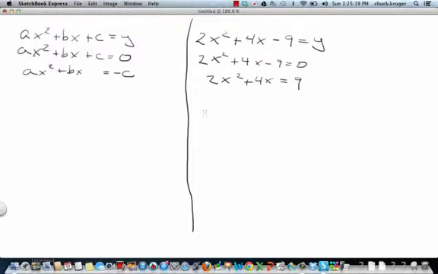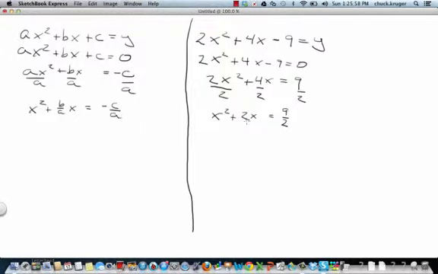So over here I have a negative c. The next thing I'm going to do is, when I complete the square, I want this a to be 1. It's 2 right now, so I'm going to divide everything by 2, and I'm going to get x squared plus 2x is equal to 9 halves. Over here I'm going to divide everything by a, and I'm going to have x squared plus b over a x is equal to negative c over a.